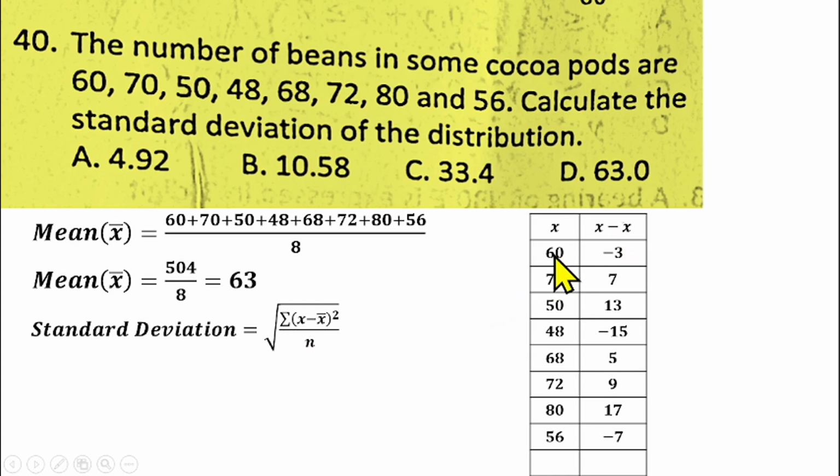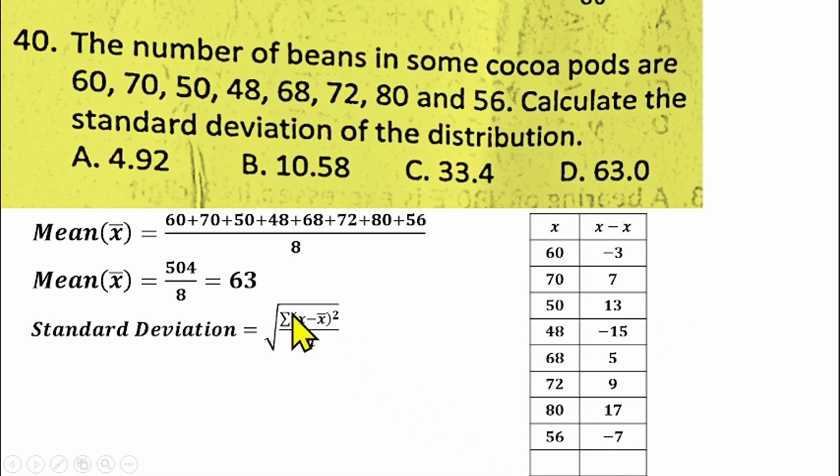That means you are removing your x from the x bar, which is the mean. So we have 60 minus 63, that gives us minus 3. Then 63 minus 70, that gives us 7. 63 minus 50, that gives us 13. 63 minus 48 gives us minus 15. 63 minus 68 gives us 5. 63 minus 72 gives us 9. 63 minus 80 will be minus 17. Then 63 minus 56 will give us minus 7.